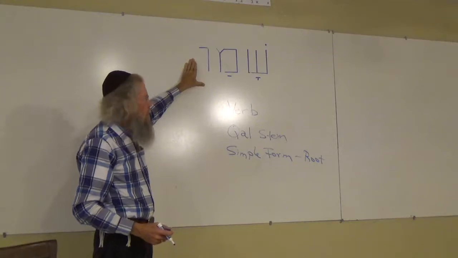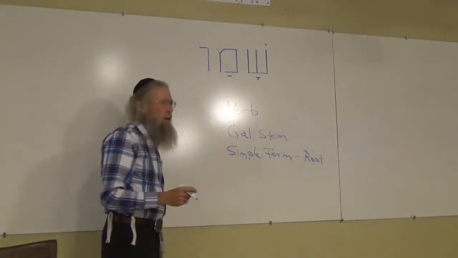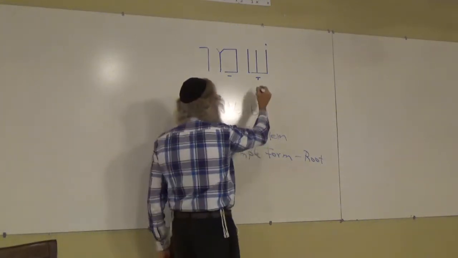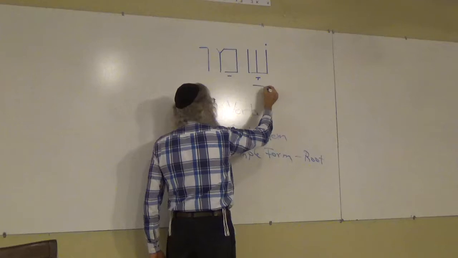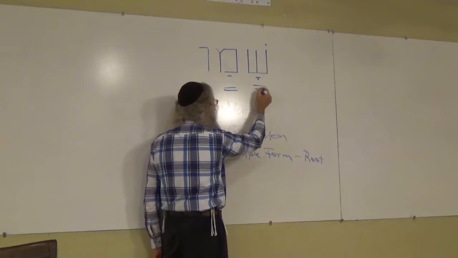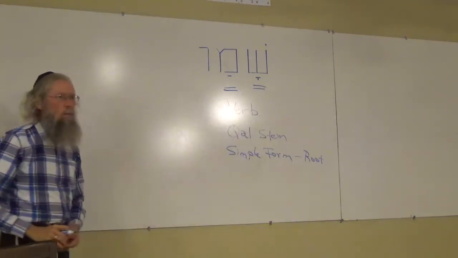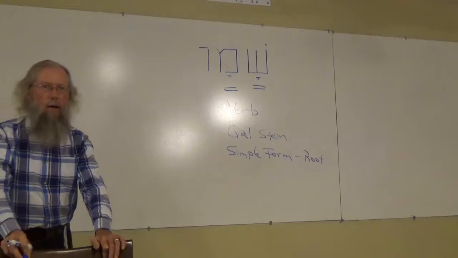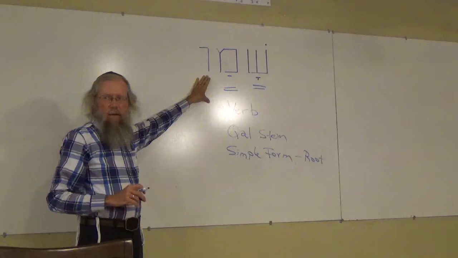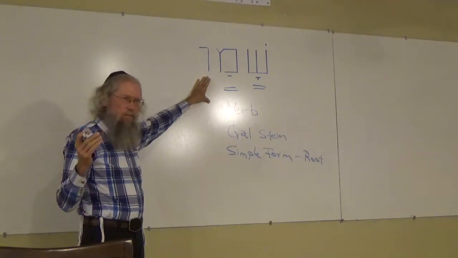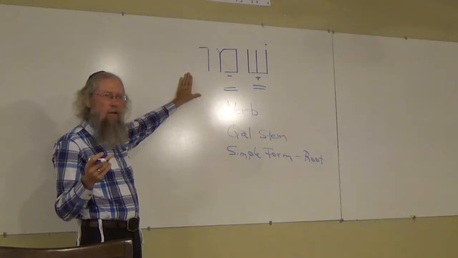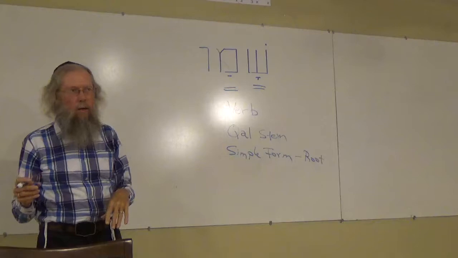This is the main verb. And the key to the kal stem is this vowel configuration right here. You see this vowel configuration right here. This is the secret, more or less, to tell you that you're looking at a verb. Okay? Now, for every rule, there is an exception. So don't be shocked when sometimes you'll see different things. Same thing is true when we're talking about participles.